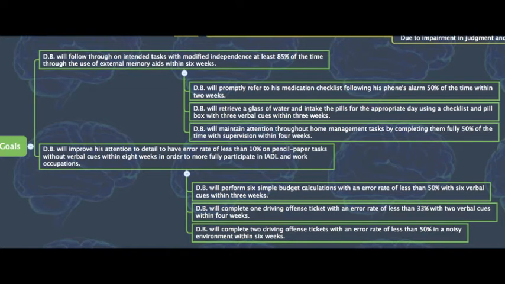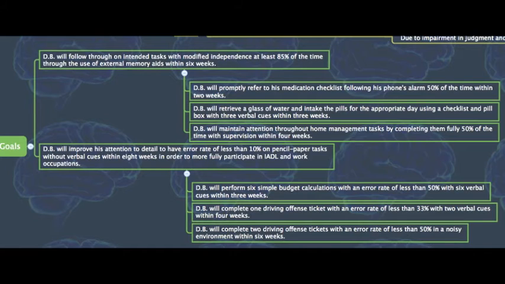Some short-term goals that would support this are that DB will promptly refer to his medication checklist following his phone's alarm 50% of the time within 2 weeks. The next is DB will retrieve a glass of water and intake the pills for the appropriate day using a checklist and pill box with 3 verbal cues within 3 weeks. Finally, DB will maintain attention throughout home management tasks by completing them fully 50% of the time with supervision within 4 weeks.